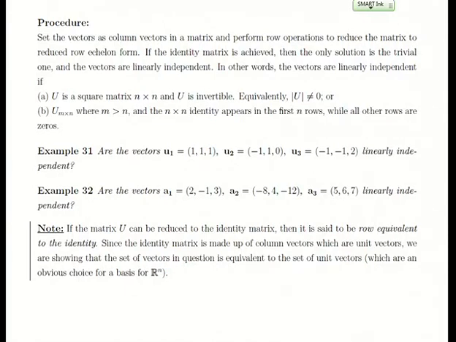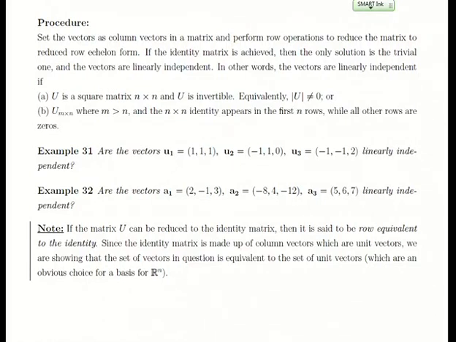remember the things we don't know are the C's. This is going to tell you C1 equals 0, C2 equals 0, C3 equals 0, and that's the only choice. So you reduce it to reduced row echelon form. If you get the identity, then the only solution is the trivial one, where everything is 0. And then the vectors have to be linearly independent, because you can't have a non-zero C to rearrange that equation.